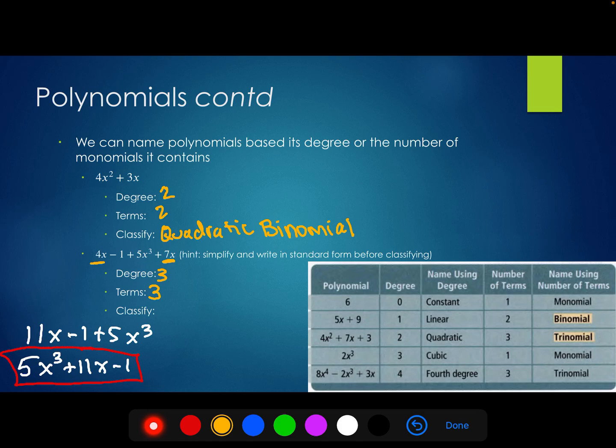So now we can go over to our chart and take a look. So we see that for a polynomial with a degree of 3, we call that cubic. All right, so this one is going to be cubic. And then it has 3 terms, so that is a trinomial. So this would be called a cubic trinomial. And that's how we classify our polynomials.